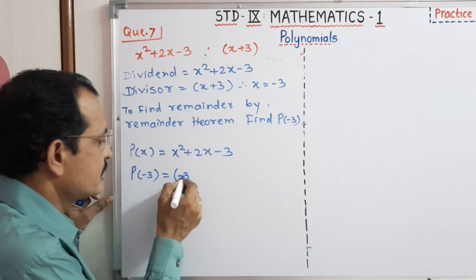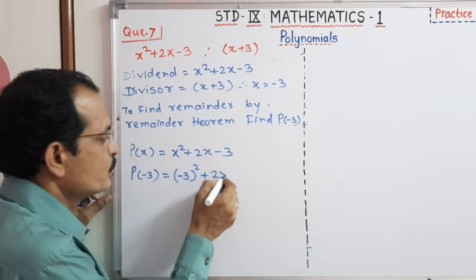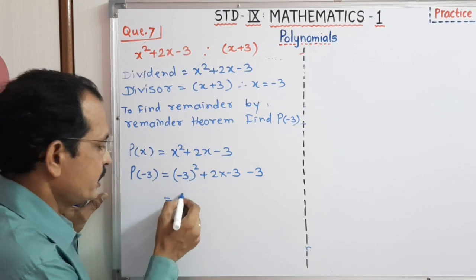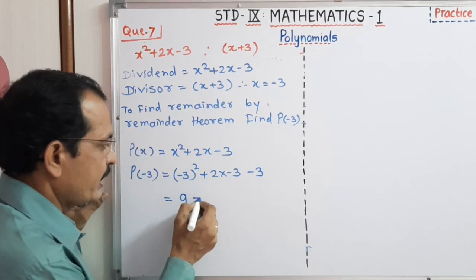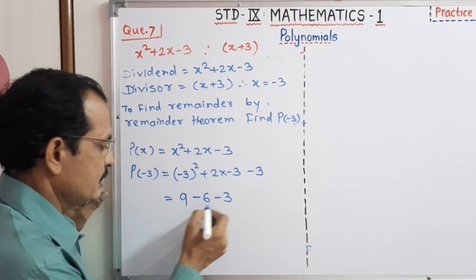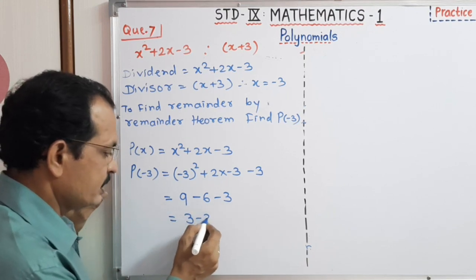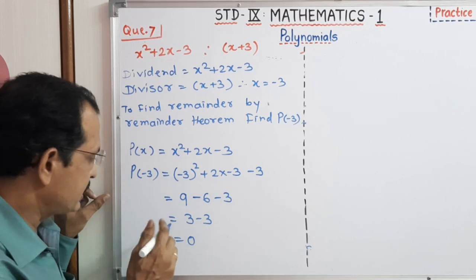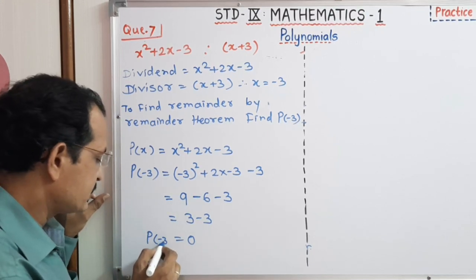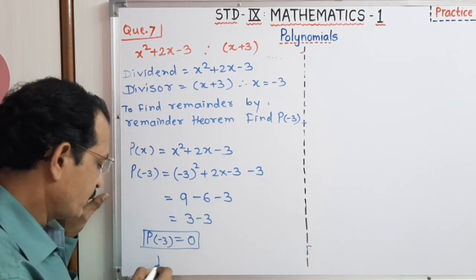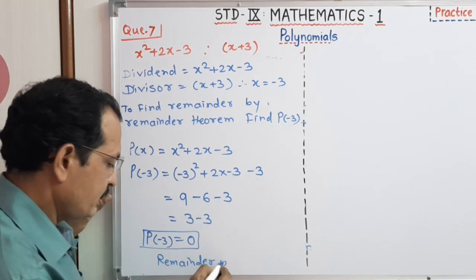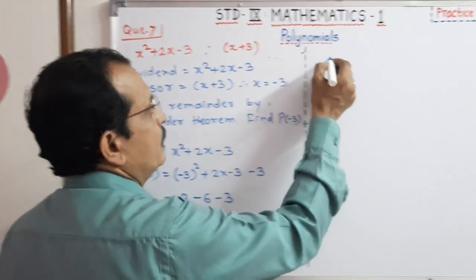Therefore minus 3 square plus 2 into minus 3 minus 3. Now dear student, here it is 9 minus 6 and minus 3. Therefore 3 minus 3 is equal to 0. Very simple calculation is there. Therefore p minus 3 is equal to 0. Therefore we have to write remainder is 0.